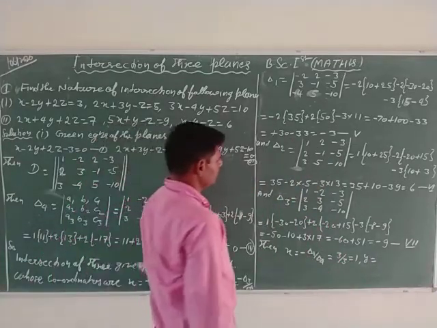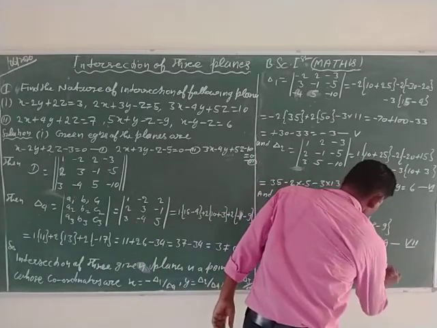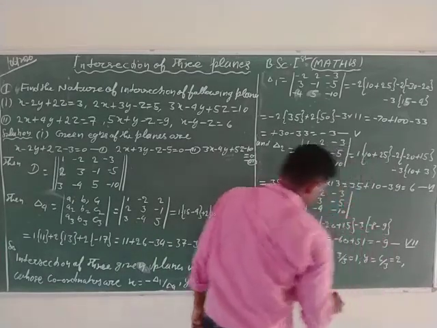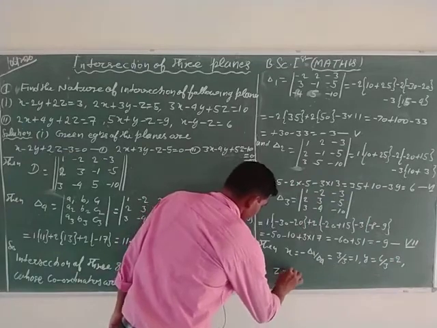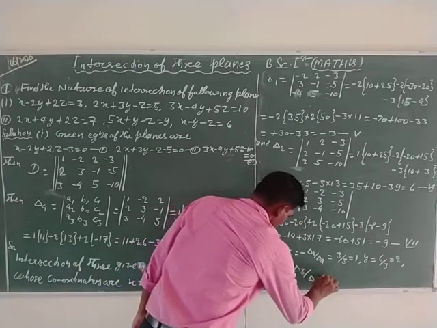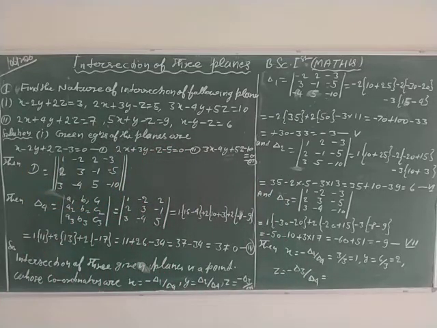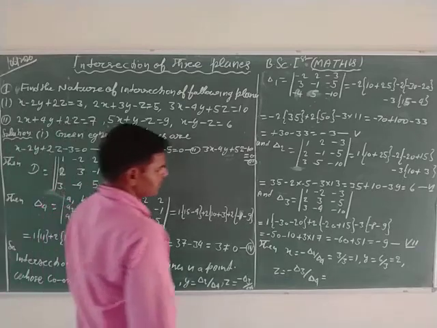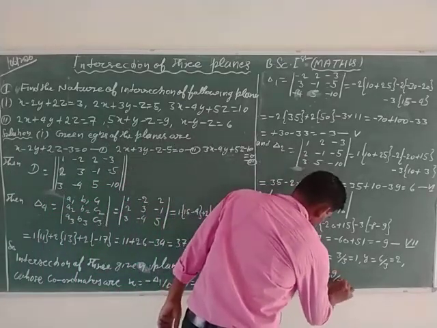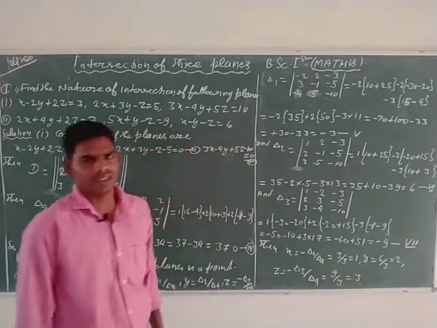And y is equal to delta 2 by delta 4. Delta 2 is equal to 6 by 3, is equal to 2. And at last z is equal to minus delta 3 by delta 4. Minus delta 3 is equal to minus minus 9, so here write plus 9 by 3 is equal to 3. These are the coordinates of the intersecting point.